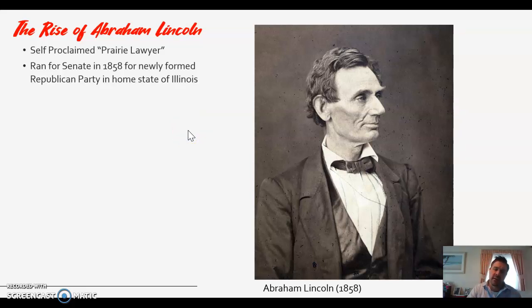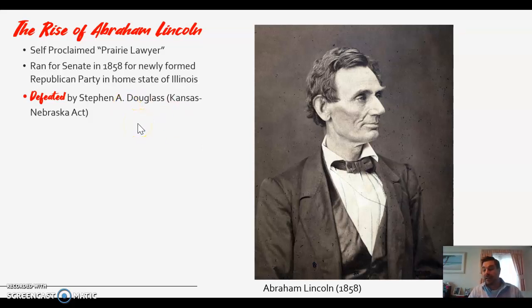In 1858, when he ran for the Senate, it was in this newly formed Republican Party. It was a new political party that had emerged. A lot of the Republicans were anti-slavery. So he ran for Senate in his home state of Illinois. He was running against Stephen Douglas. Stephen Douglas was the architect of the Kansas-Nebraska Act, which we talked about earlier this year.